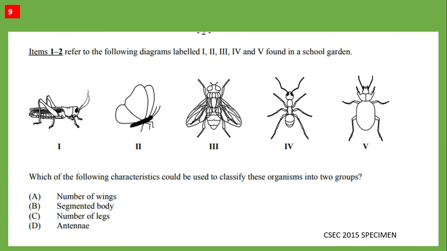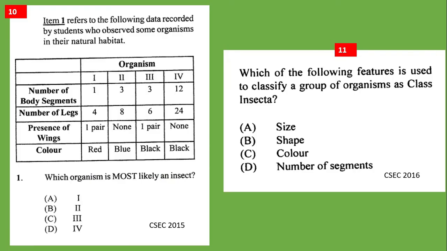We're looking at this question that comes from the 2015 specimen paper, and it speaks to items 1 to 2. It refers to the following diagram labeled 1 to 4, found in a school garden. Now, which of the following characteristics could be used to classify these organisms into two groups? So we are putting them into two groups. What we need to find out is: is this classification based on similarity or is it based on differences? We have to pay attention to that.